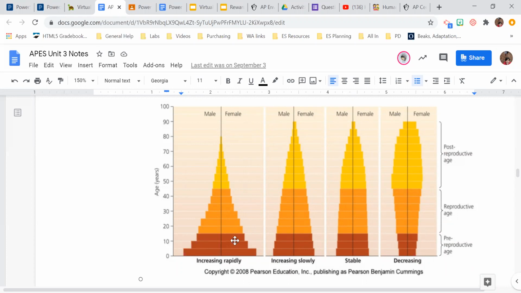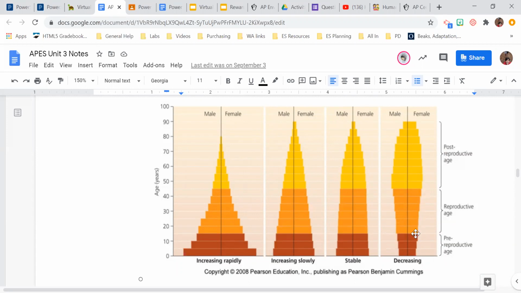So when you have a very wide base and a lot of people in your pre-reproductive group, when they get to be of reproductive age, they're going to have many more babies. So the wider the base at the bottom, the more the population is growing. If the base of the pyramid is just a little bit wider than the middle, the population is increasing slowly. If it is about straight up and down, then it would be stable. And if the base of the pyramid is narrower than the top, that is a shrinking or decreasing population.